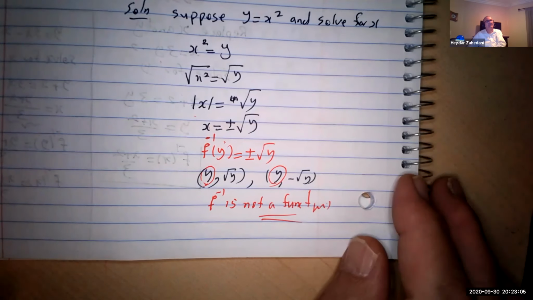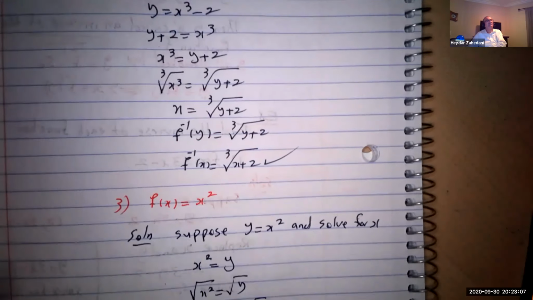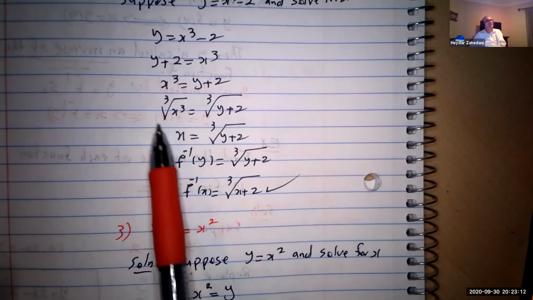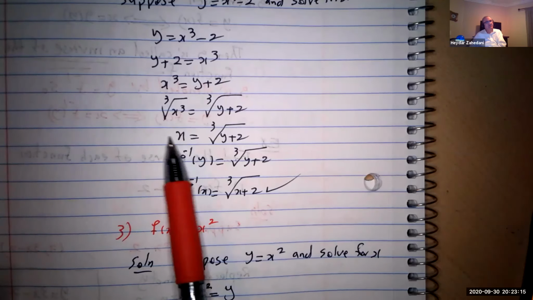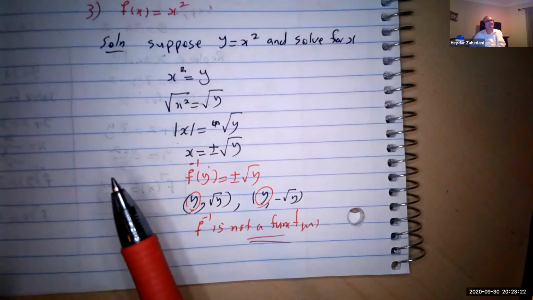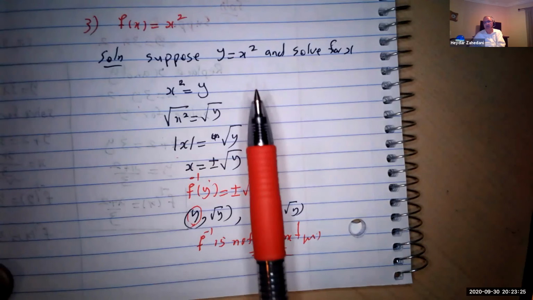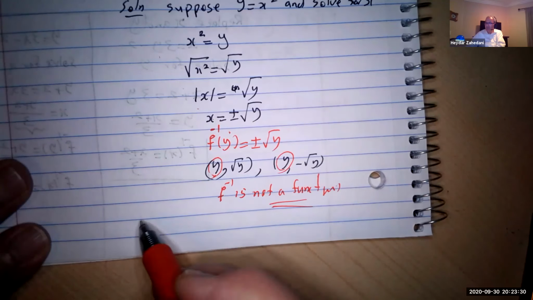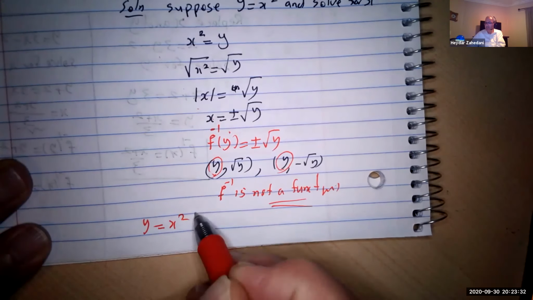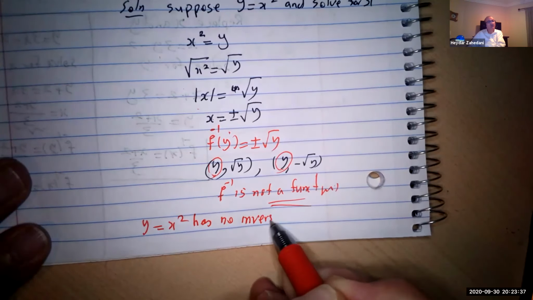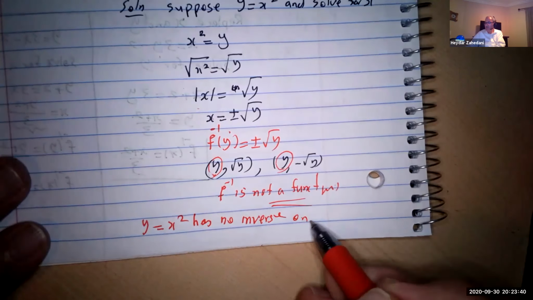Look at the one that we did before, the cube root. For the cube root, you don't need the absolute value, because cubed, the fifth, the seventh powers work. But the square, you'll be in trouble. So this means y equals x squared has no inverse. Y equals x squared has no inverse, of course, on its domain. What is the domain? The domain is R.